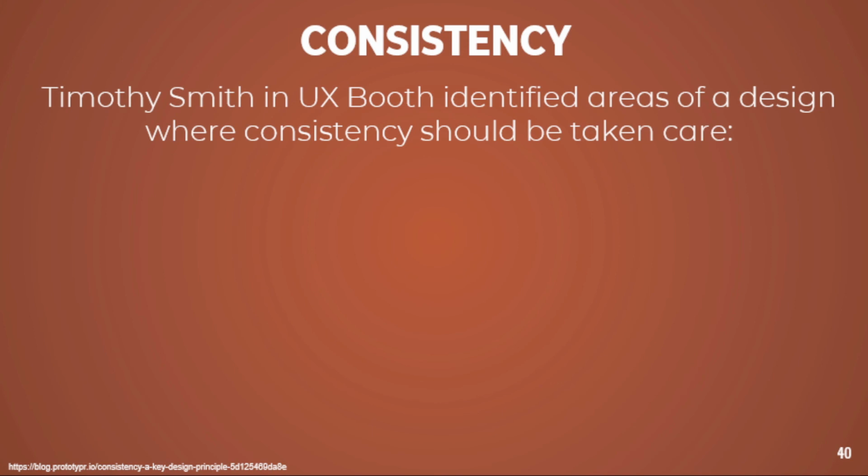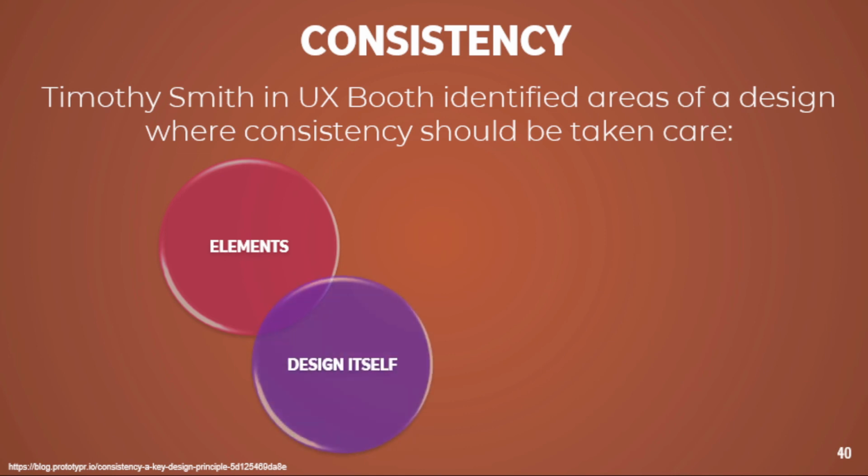According to Timothy Smith, a UX designer in Booth company, he identified the areas of a design where consistency should be taken care of. What are these areas? You have to be consistent in the area of elements: your buttons, your graphics, your text, your fonts, your mouse pointers, even that. You have to be consistent with your design itself. What color combinations are you going to use? What fonts and sizes in every page? The contents. How are the contents placed?